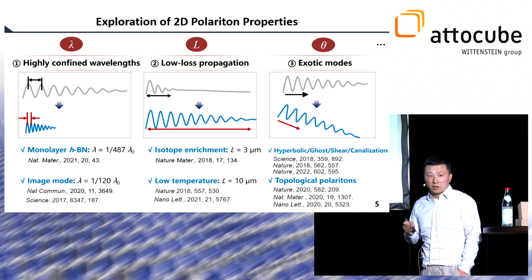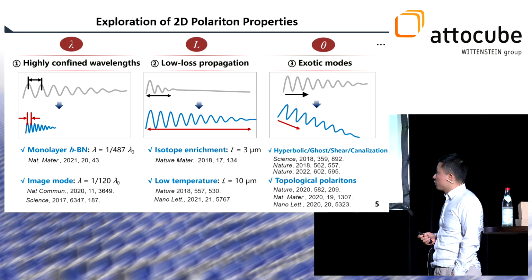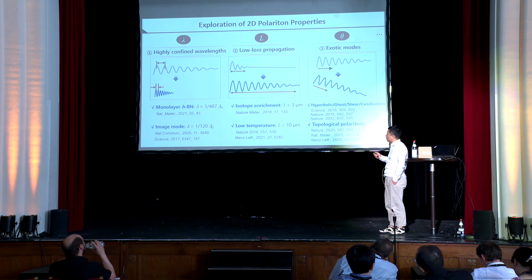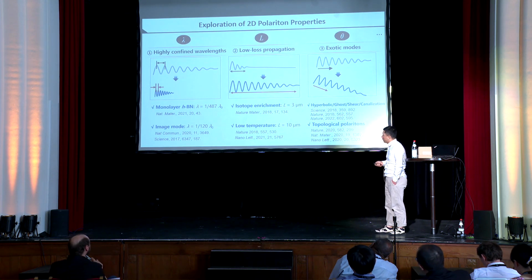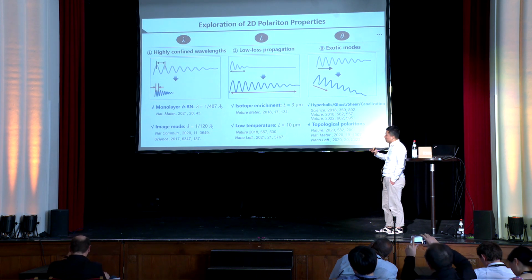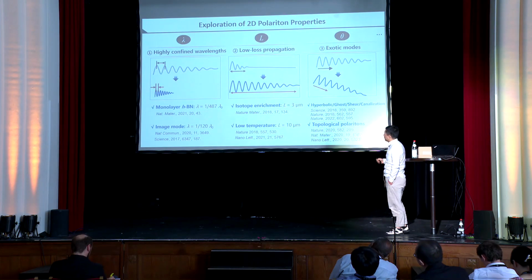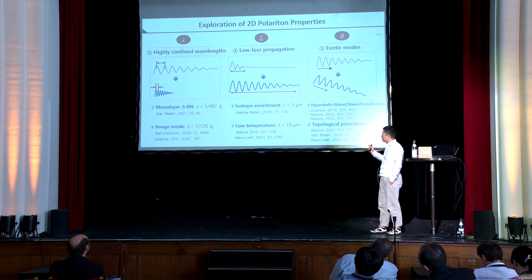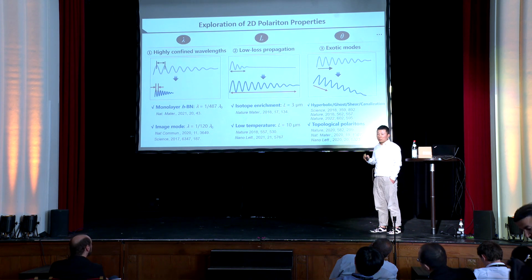Also, I list some of the key areas of exploration in 2D plasmon polaritons. I think a lot of speakers have mentioned them today, but I just list three key areas. First is squeezing light by hundreds of times, a highly confined wavelength, right? You can use monolayers and also a very strong dielectric substrate, like a gold substrate, to create the image mode, right? The second is to tackle the lowering of losses, right? And techniques like isotope enrichment and low temperature have helped us a lot, right?